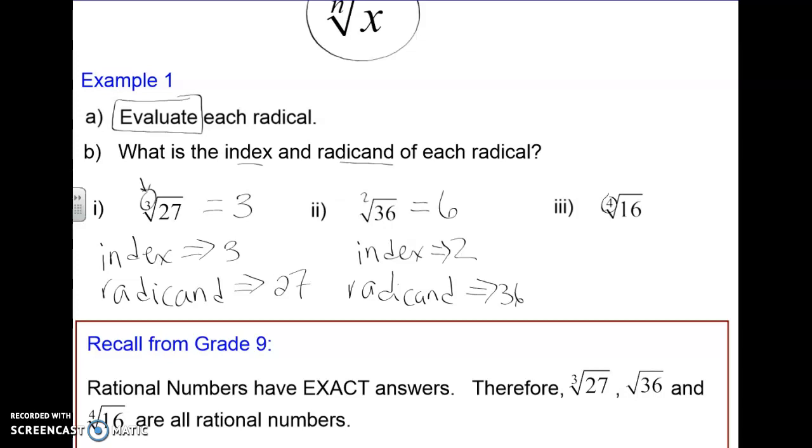Now we have the 4th root of 16. So I'm looking at what number multiplies by itself 4 times gives me 16. And you can do those on your calculator. So your calculator should be able to do 4th root.